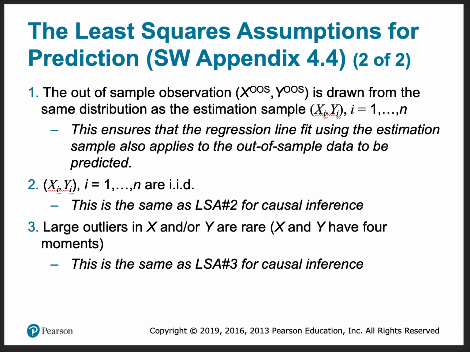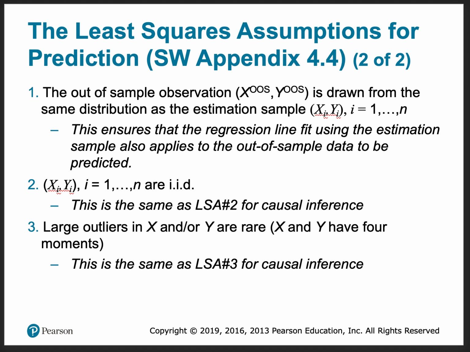So these are our 3 least squares assumptions for prediction. Number 1, the out-of-sample observation, x OOS and y OOS, is drawn from the same distribution as the estimation sample, x_i, y_i for i equals 1 through n. And this ensures that the regression line fit using the estimation sample also applies to the out-of-sample data to be predicted. So we're assuming that they come from the same population, the same distribution.